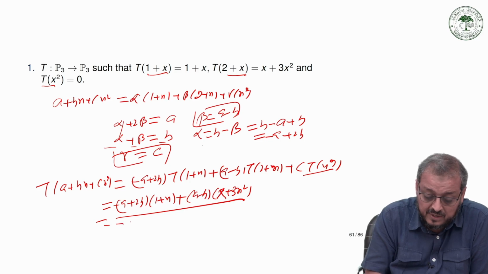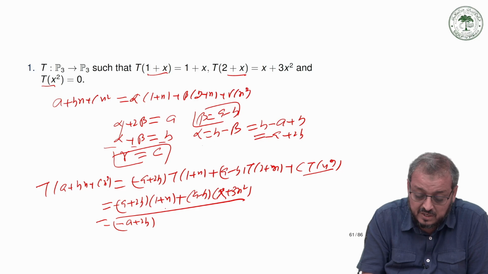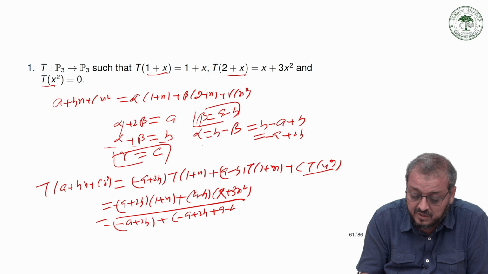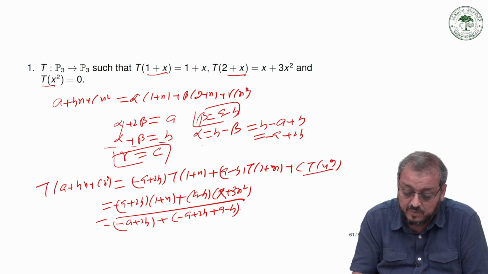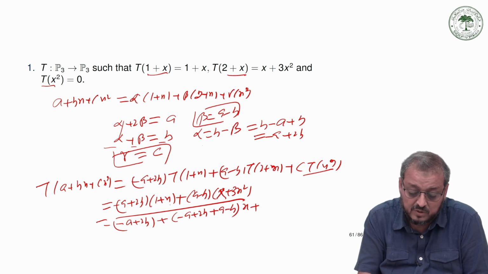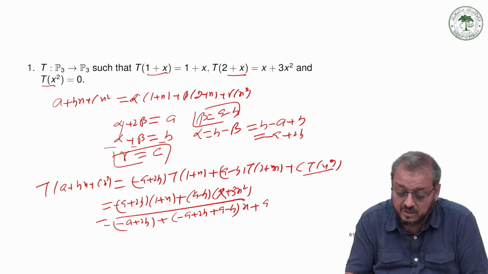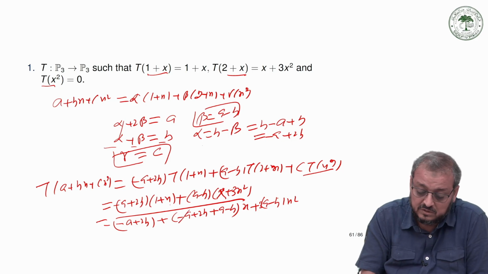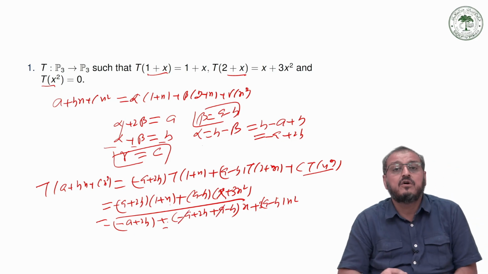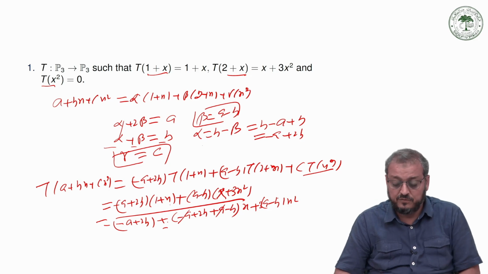We can write this out. The x coefficient is −a + 2b + a − b, so the x terms cancel out, and we get a − 3(a − b)x². This is the general formula for polynomials of this form.